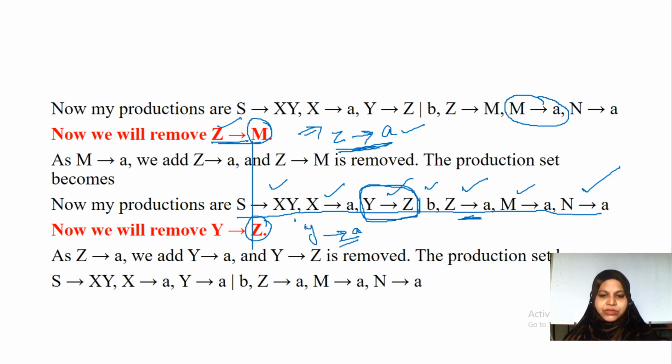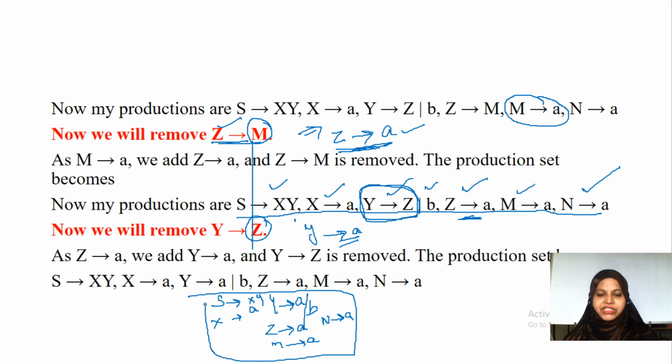Now here all the original productions are: S tends to xy is there, x tends to a is there. Instead of y tends to z, we have to write y tends to a, right? R symbol already there, then b, right? Z tends to a is as it is, M tends to a, N tends to a. This is the grammar after removing this.